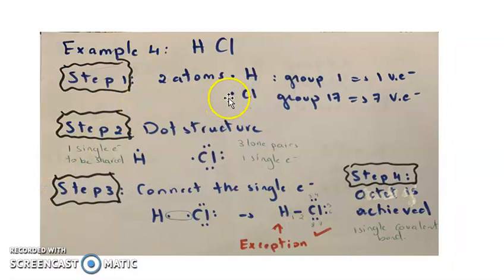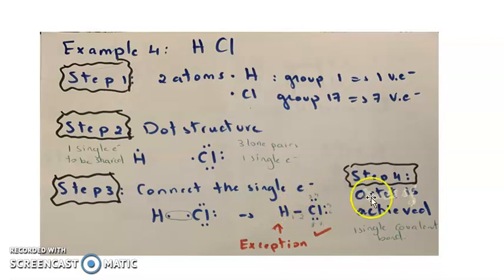Example 4, HCl. Now here you have different atoms. So hydrogen is in group 1, 1 valence. Cl is in group 17, 7 valence electrons. You draw the structure of Cl and hydrogen. This is your single electron and this is your single electron. You just put them facing each other. Then you connect the two electrons. Here you have one pair of electrons. This is your single covalent bond.